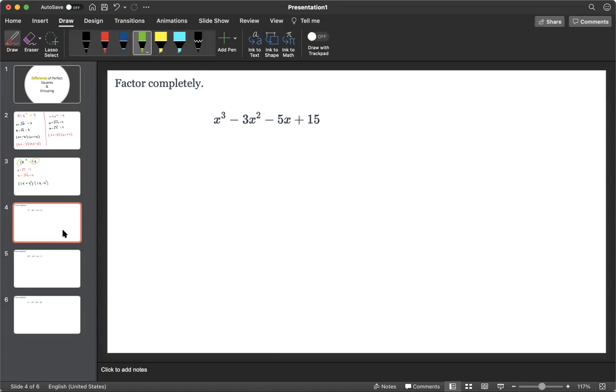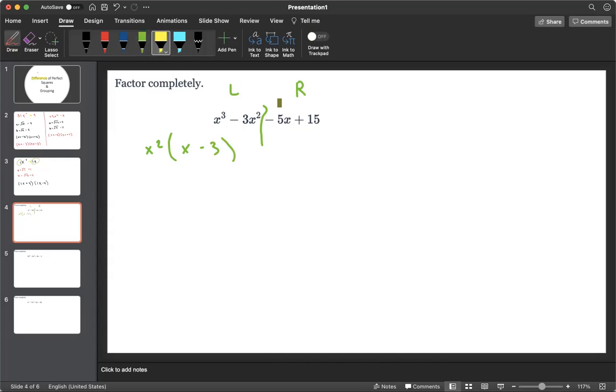For grouping, something special is that we have 4 parts: part 1, part 2, part 3, part 4. So step 1 is we're going to draw a line, and so we have this divided into a left side and right side. Then we're going to do GCF. If I look at my left side, the GCF is going to be x squared, and in the parentheses, I am left with x minus 3.